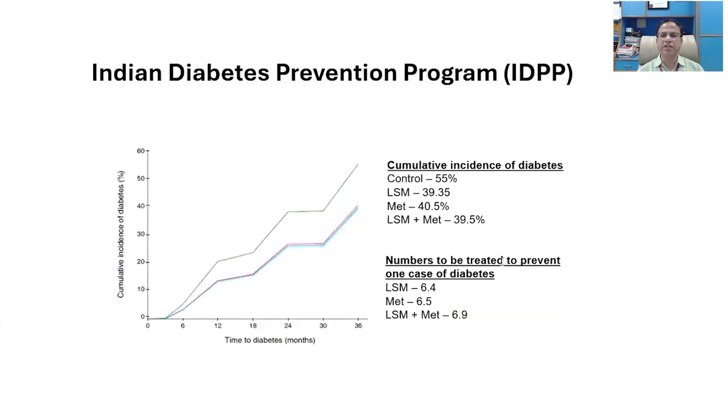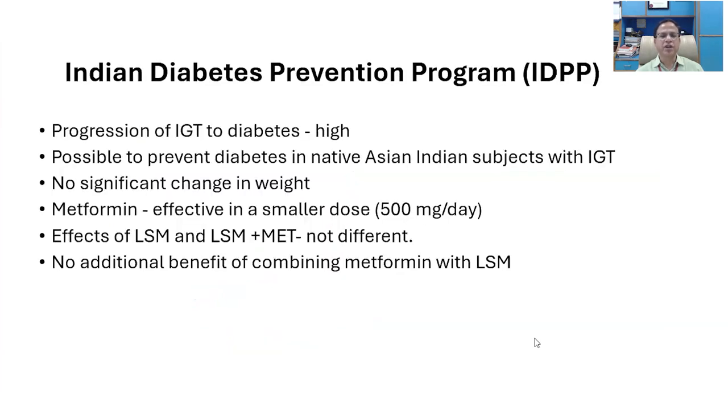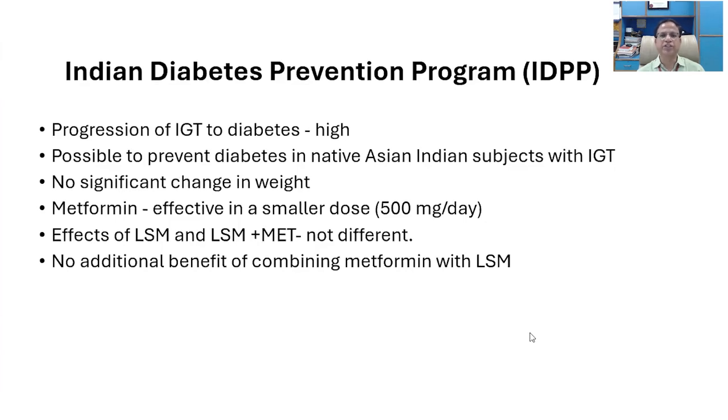And in the IDPP program also, you can see that in comparison to the green line, which is the control line, all other 3 arms clearly show a decrease in the incidence of diabetes just by lifestyle modification, and there was no difference whether you add metformin or not. The incidence decreases mostly because of lifestyle modification. So progression in IDPP highlights that where progression of IGT to diabetes is high, as we have seen in the control group, it is possible to prevent diabetes in Asian Indians. There was no significant change in weight, even then there is decreased incidence. Metformin is effective, but lifestyle modification is more effective than metformin in prevention of diabetes.